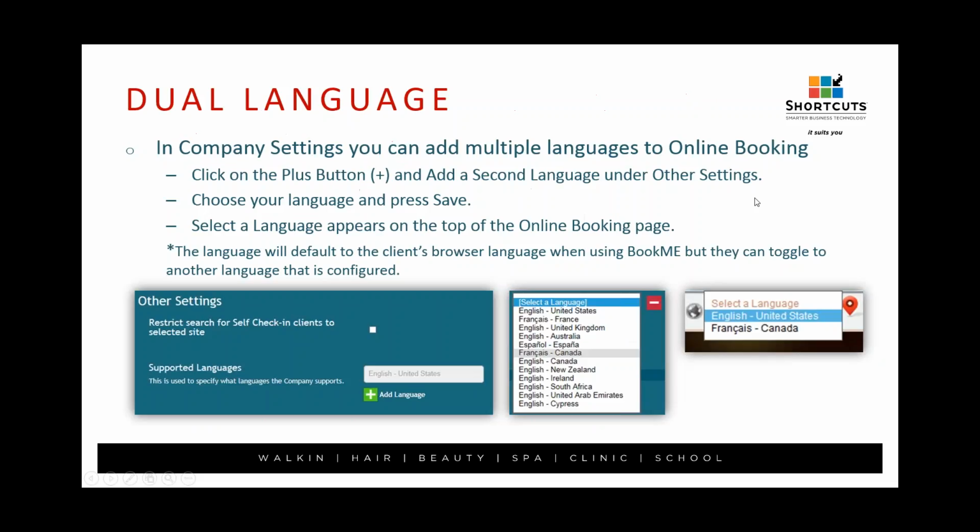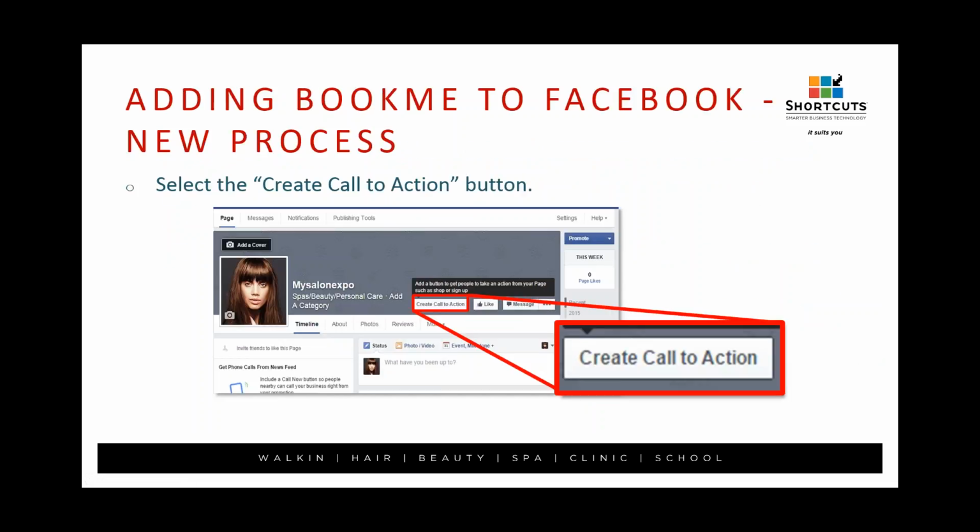All right, so the next one, adding BookMe to Facebook. There's a new process to do this, you guys. For those of you that already have the online booking link on your website or on your Facebook page, this is another way that we can add it, and this actually allows for mobile users to see it as well. Okay, so you can see that from your page, there's a create call to action button.